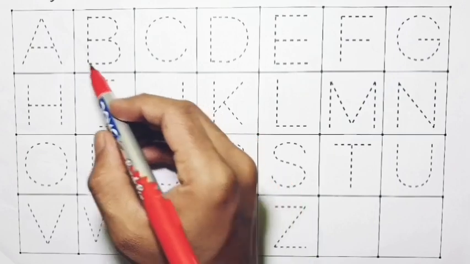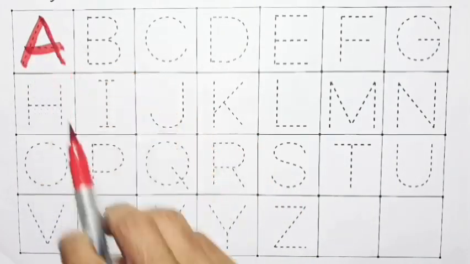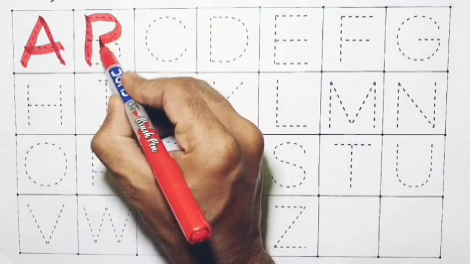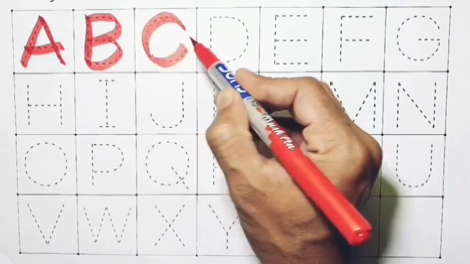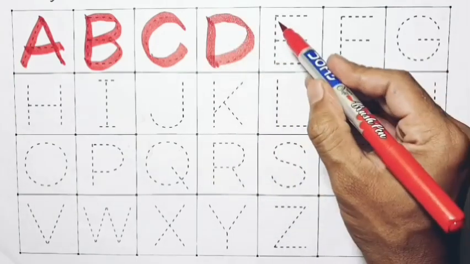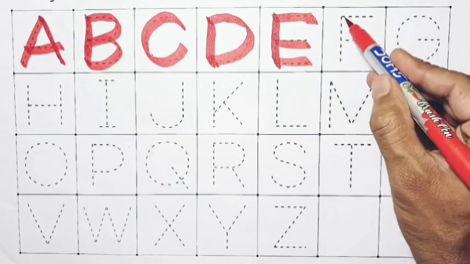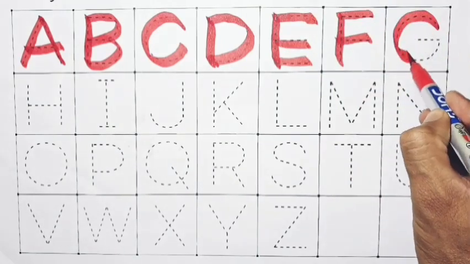Red color. A, A for apple. B, B for ball. C, C for cat. D, D for dog. E, E for elephant. F, F for fish. G, G for grass.